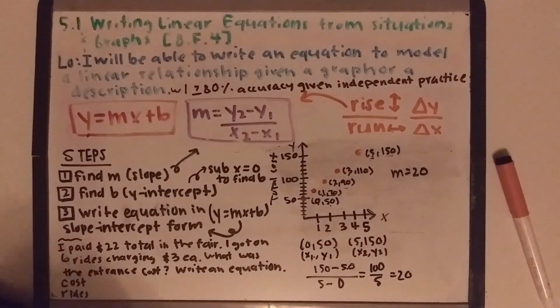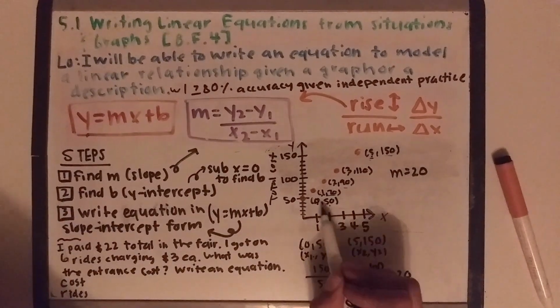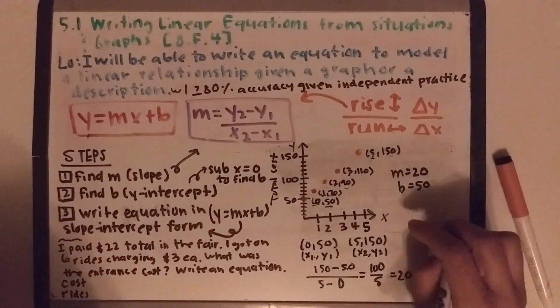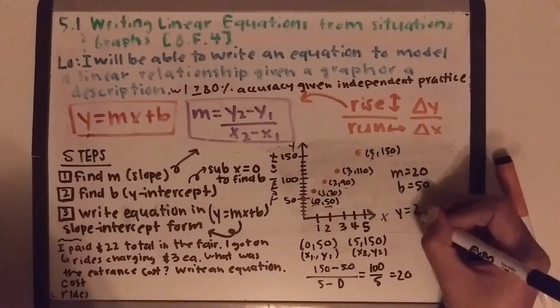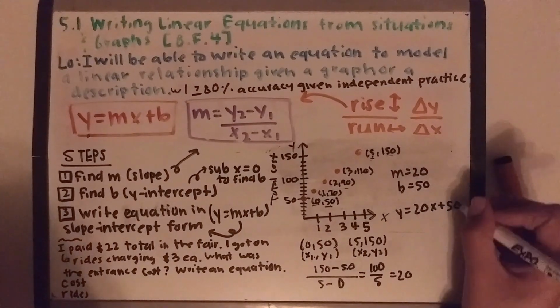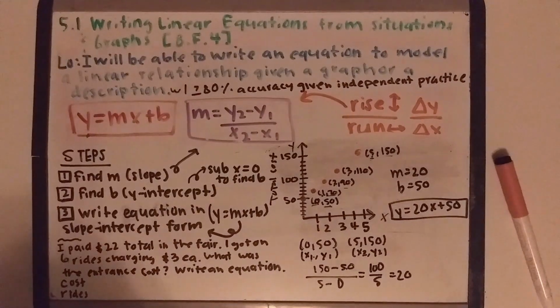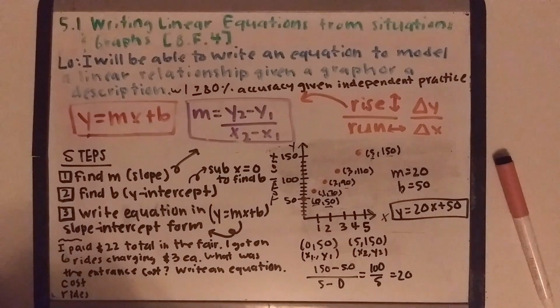Now what's my starting point? When x equals 0, that's my b, okay? So in this case, it's 50. So how do I write an equation? I go y equals 20x plus 50, okay? That will be the same situation that I shared with you in the first example, but this is a graph instead of just a written situation that you're given.